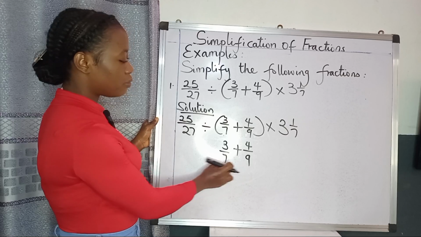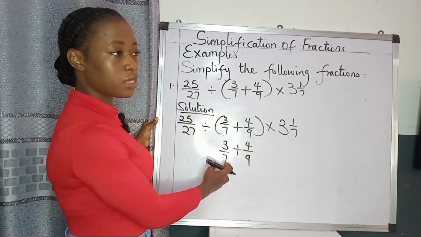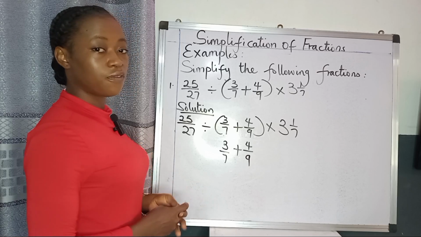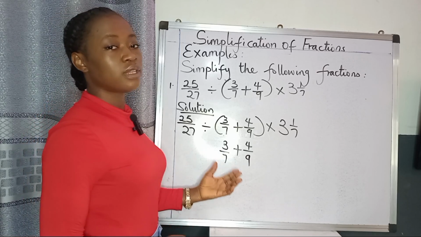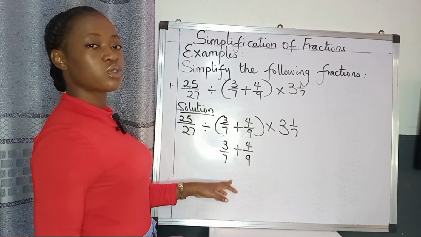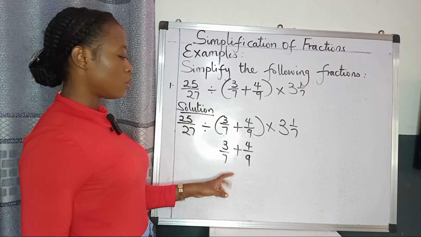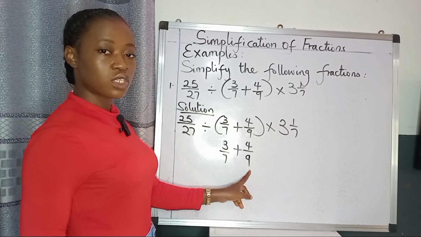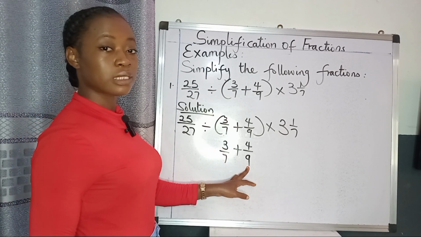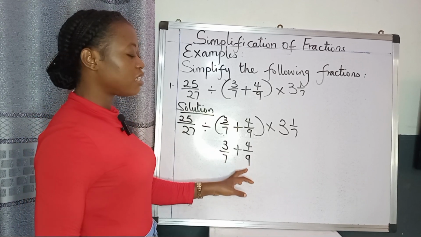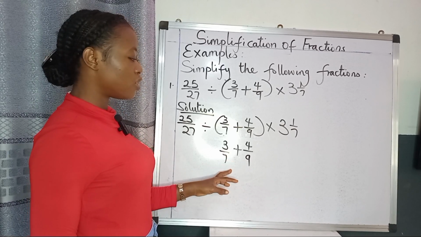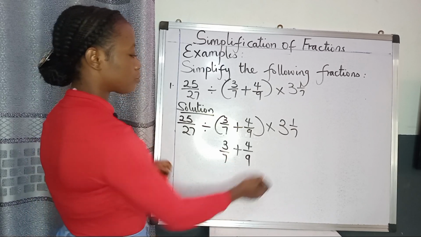Now, if you look at this, these are unlike fractions. If you can remember, when you were taught about addition of fractions, when you are adding unlike fractions or subtracting unlike fractions, what you need to do is to find the LCM of the denominators of the fractions. Now, I have 7 and 9 as my denominators. So what I need to do now is find the LCM of 7 and 9.